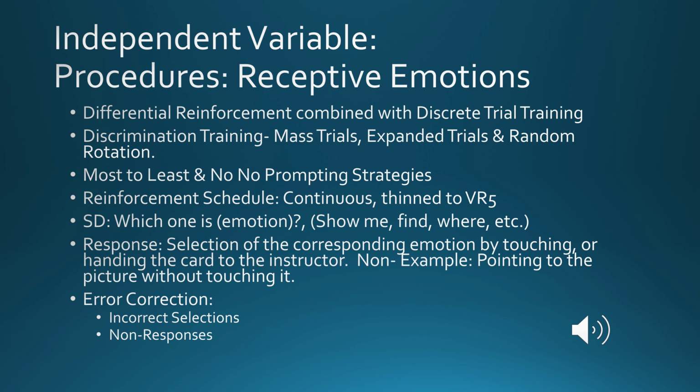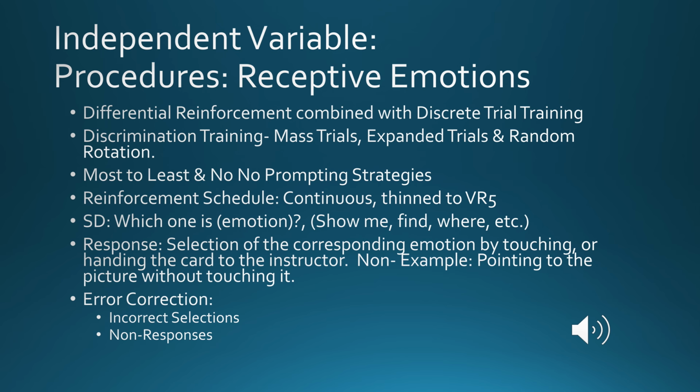We also planned for a bit of stimulus generalization embedded within our SD by varying the language, like which one is, show me, find, where, etc. The response criteria was the learner selecting it by touching or picking up the corresponding card. A non-example would be pointing without touching. We wanted to be very clear and objective. Pointing or gesturing to the card could become subjective easily.